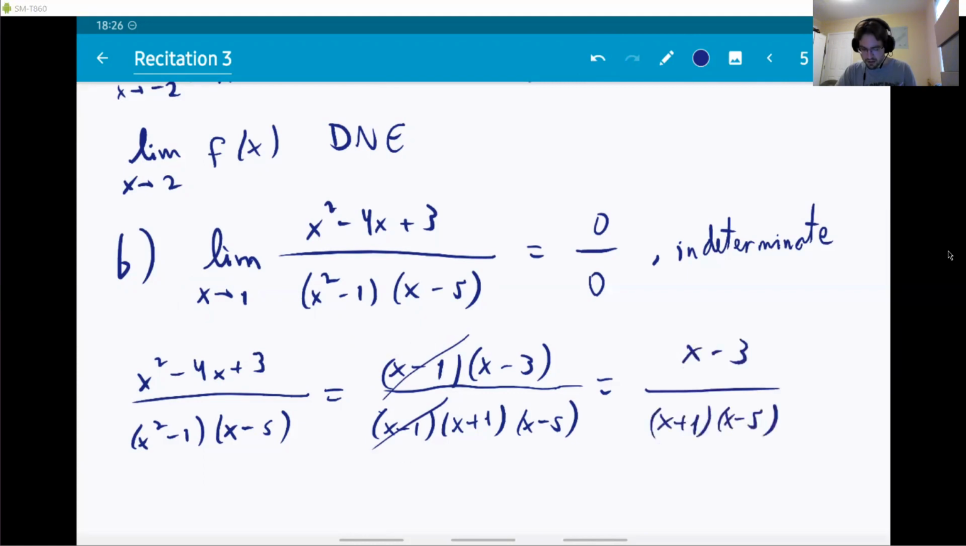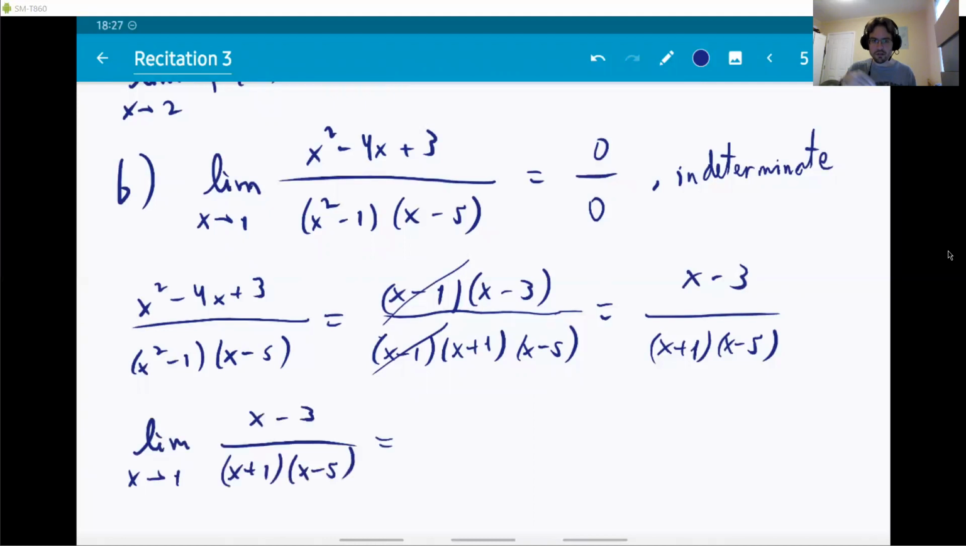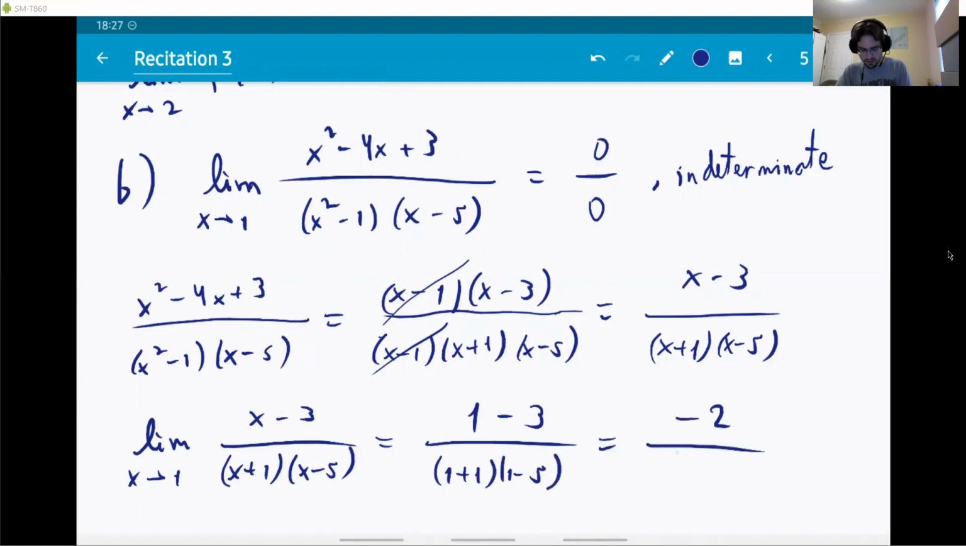And what happens to this limit now? Turns out you don't actually need to evaluate the lateral limits separately here because there is no problem here. It's not going to give you different answers. You can just plug in this time. 1 minus 3 divided by 1 plus 1, 1 minus 5. That's a perfectly well-defined number. 2 times minus 4. So minus 2 divided by minus 8, it's plus 1/4. This is not an infinite limit, actually, even though it might have looked like one.